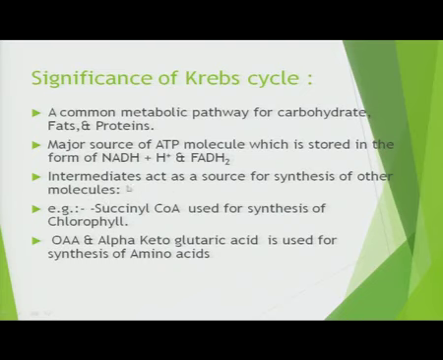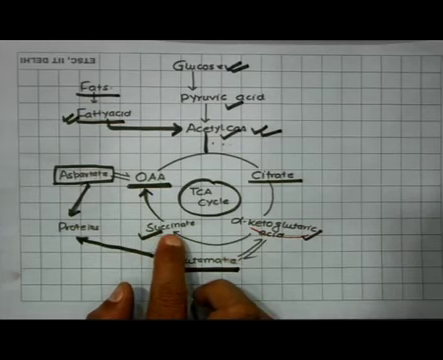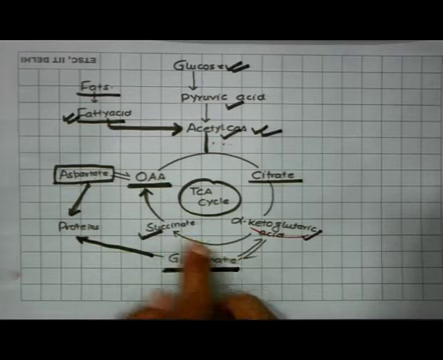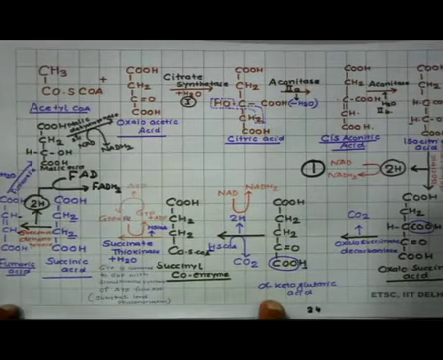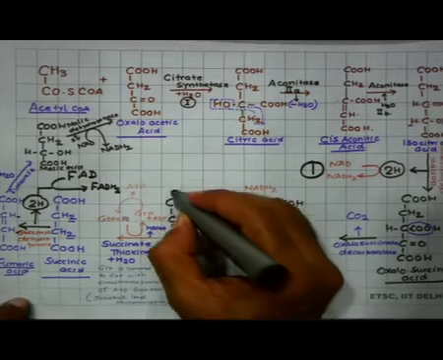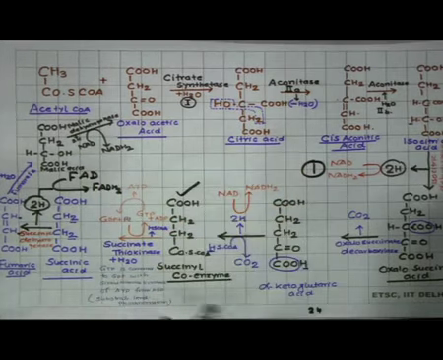The intermediates act as a source for the synthesis of other molecules. An intermediate like succinyl coenzyme A is used for the synthesis of chlorophyll. The succinyl coenzyme A is formed before the formation of succinate, the product of the TCA cycle, which we have already discussed. This step is directly involved in the synthesis of the chlorophyll molecule.